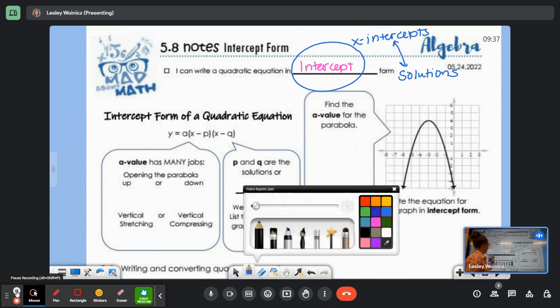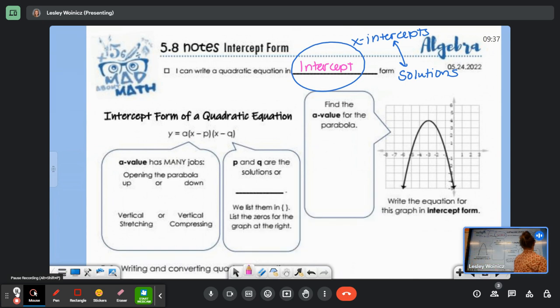You can see that it still has the same a value, which has all of its typical jobs, opening the parabola up if it's positive, or down if the a value is negative, doing the vertical stretching or the vertical compressing.